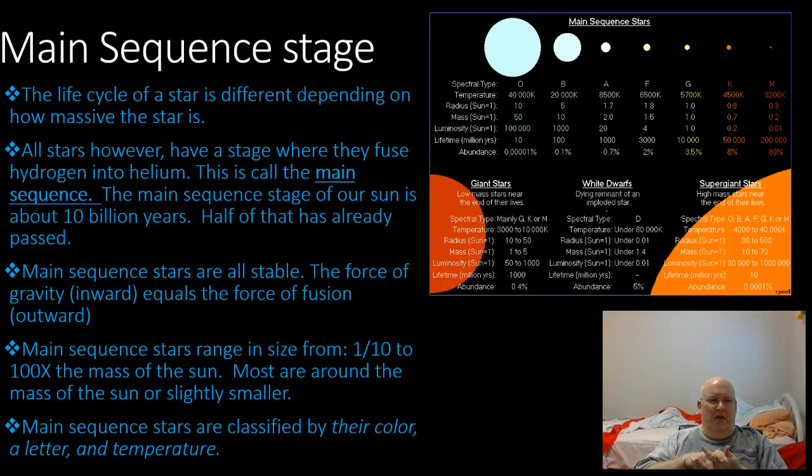So if you look at this next to the last bullet, stars range in size from 1/10 the size of our sun to sometimes 100 times the mass of our sun, and the diameter becomes even greater than that in some situations. And we'll look at the great big stars in the next video. Main sequence stars are classified. How do we classify them? They're classified 3 ways: their color, a letter, which we'll explain in a minute, and temperature.